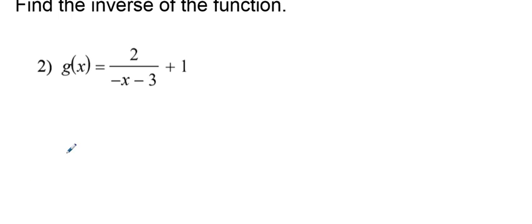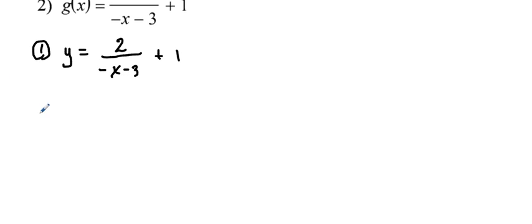Okay, let's go to the second problem. So we're going to find the inverse of this function as well. g of x equals 2 over negative x minus 3, plus 1. This one is going to be slightly more involved, and you'll see why in just a minute. So our step 1 is still to replace the function notation with the variable y. So we have y equals 2 over negative x minus 3 and then plus 1.